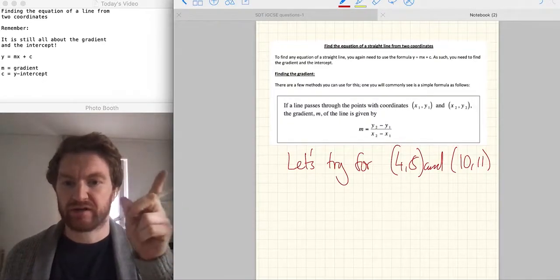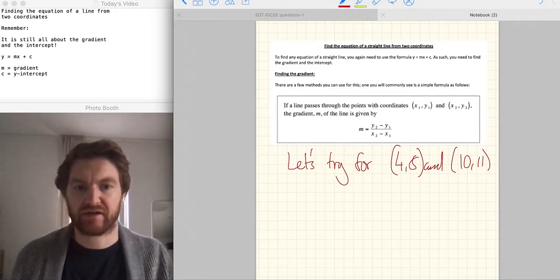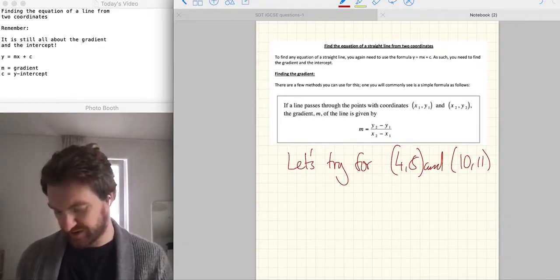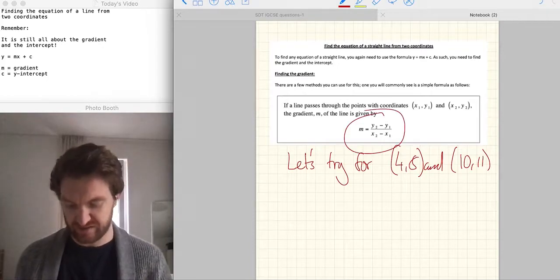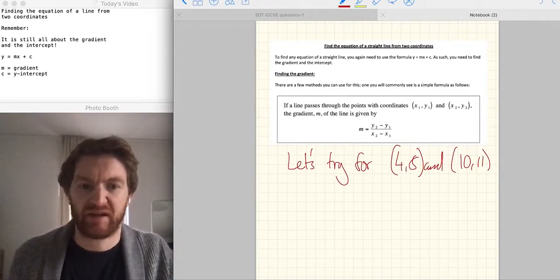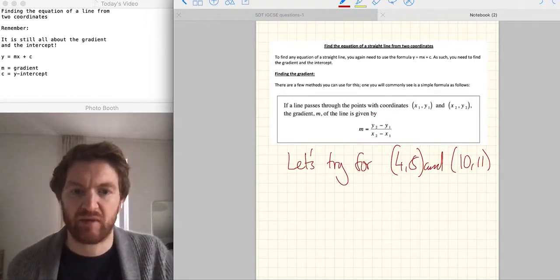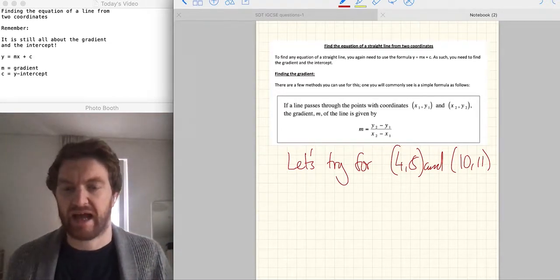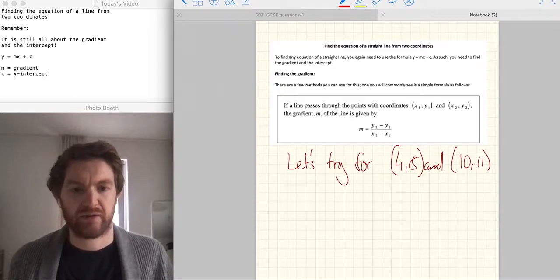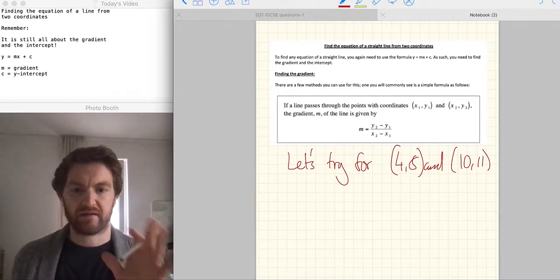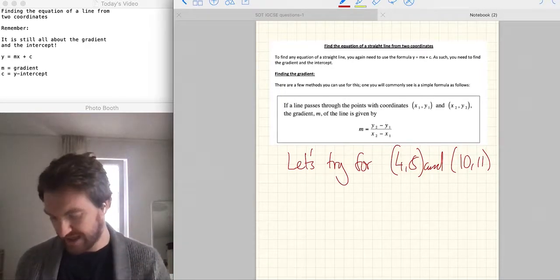Now, what you'll notice on this first slide, we're going to jump straight in, is that I've just given you the most common formula, which is this one here. If you were to Google how to do this, this is what would come up. It's a formula that looks really complicated, but it's actually not too bad, and I'm going to show you how it works. But all I want you to think about is those two points, (4, 8) and (10, 11).